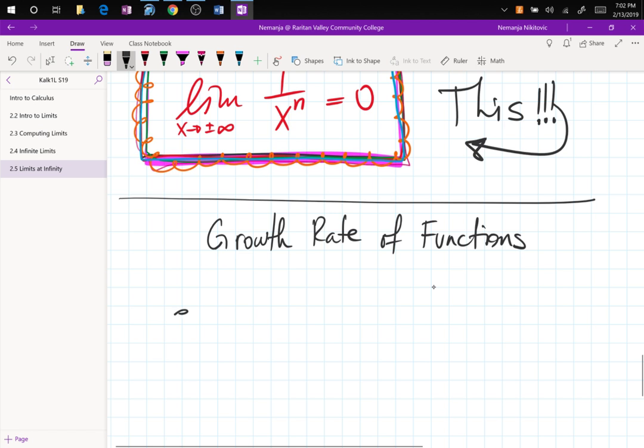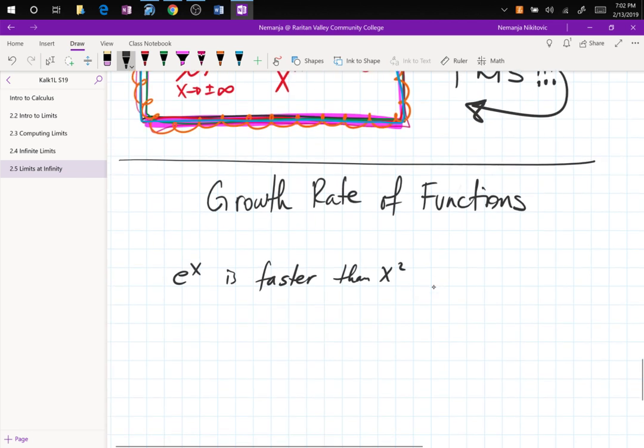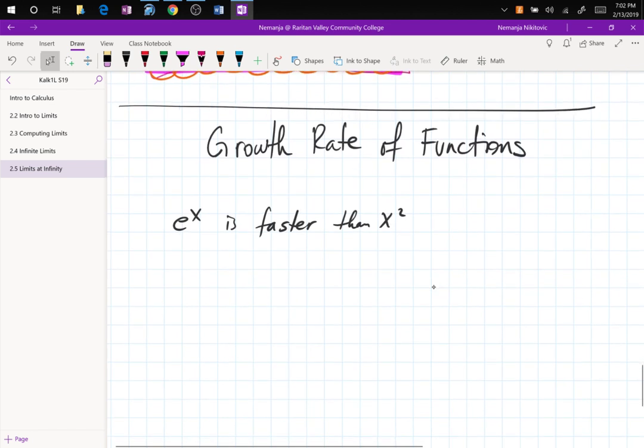Anyway, e to the x is faster than x squared. So e to the x is faster. This is just an example of what it's going to be. So e to the x is growing faster. You can test that very easily, or actually we can do 2 to the x. So x squared and 2 to the x.